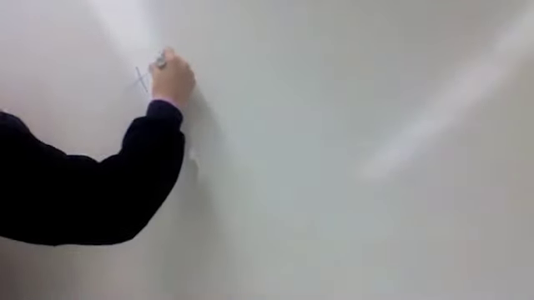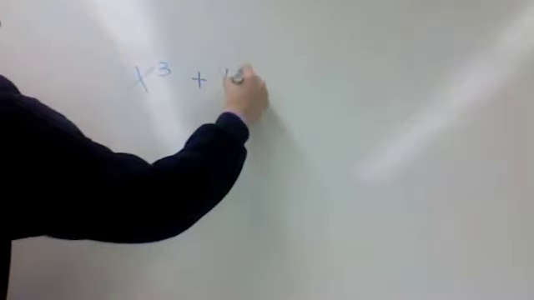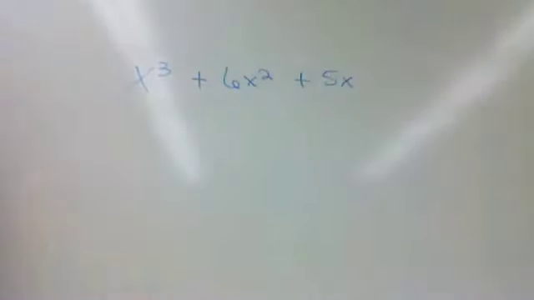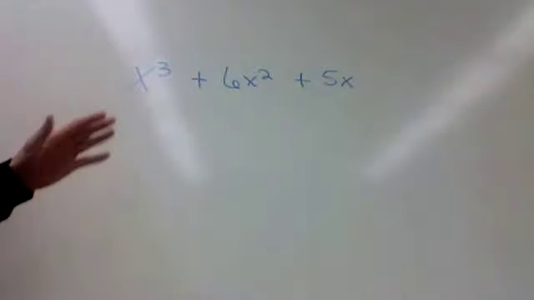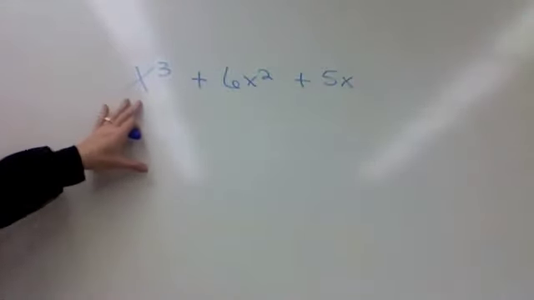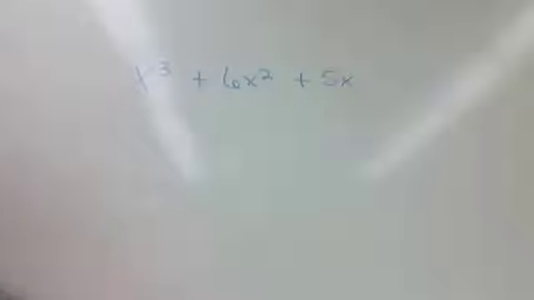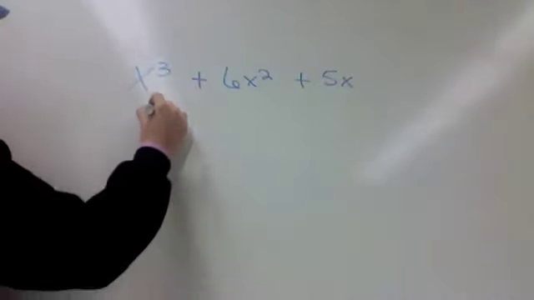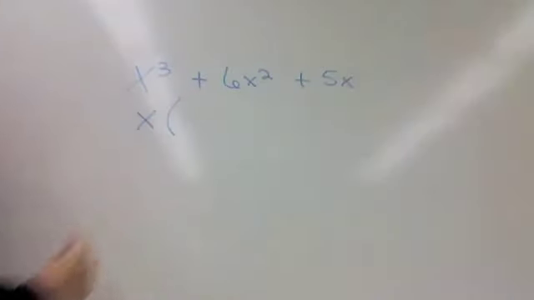So we're going to take, for example, x cubed plus 6x squared plus 5x for our first problem. Now, we look across here and we see that each of the three terms has x in common. So we're going to factor out the x. Just like we did before, we've done the exact same thing.